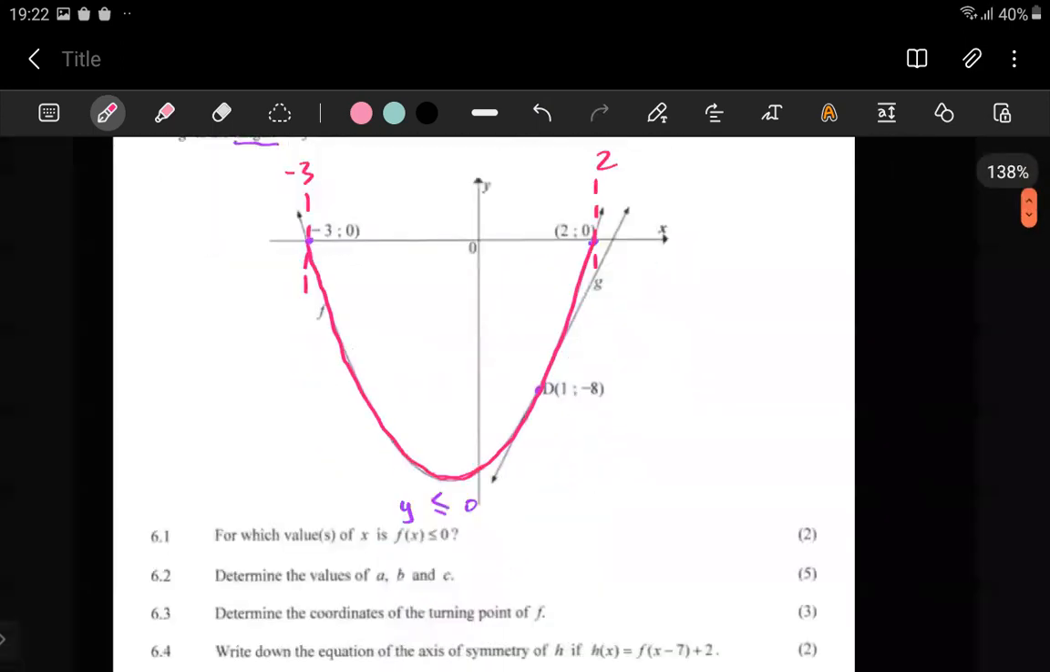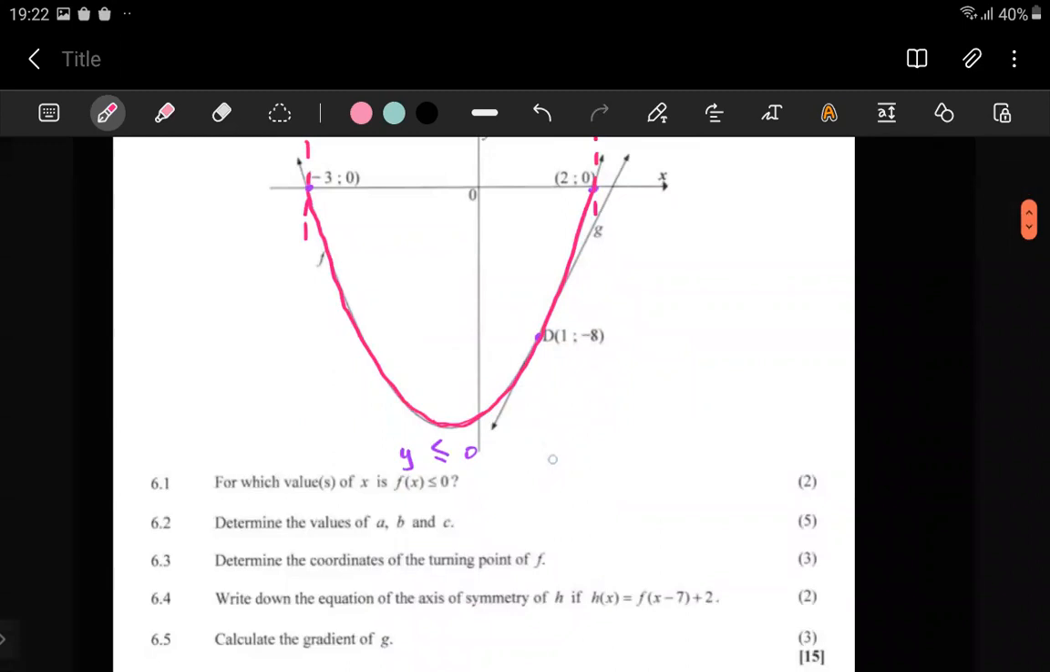So your answer for the first one, you're gonna have to say x is an element of [-3; 2]. The reason we're putting square brackets is because they're asking where is it smaller or equal to 0. It's equal to 0 at -3, and it's equal to 0 at 2. So that's why we are putting square brackets for the -3 and square brackets for the 2.